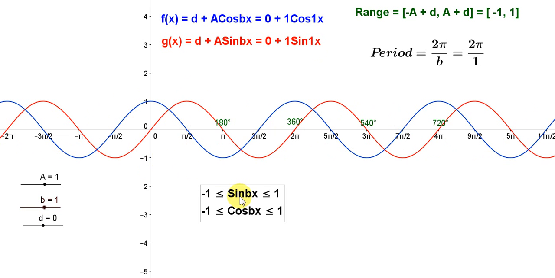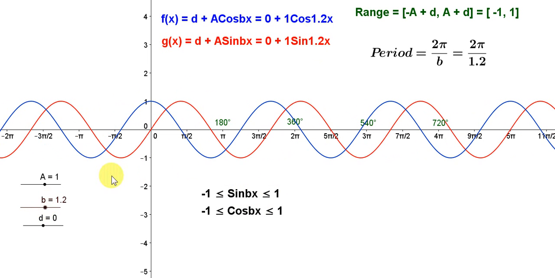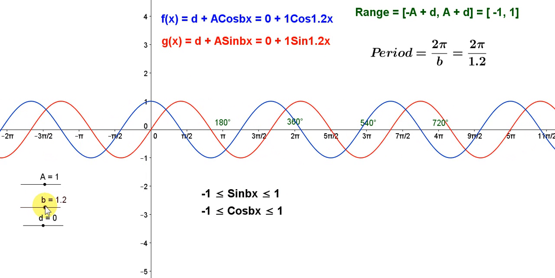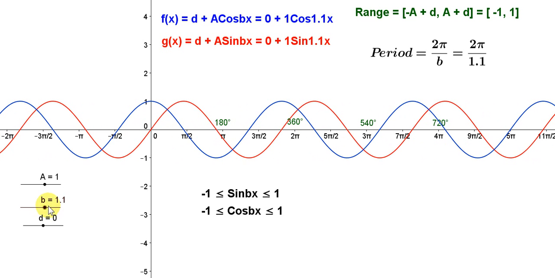Now the range of sine bx and cos bx is from minus 1 to plus 1. It doesn't matter what b is. So I've set a to be 1 in this case, and you can see the range is always from minus 1 to plus 1. We haven't changed that. So the sine function always lies between minus 1 and plus 1. The same is true for cos bx. It lies between minus 1 and plus 1.